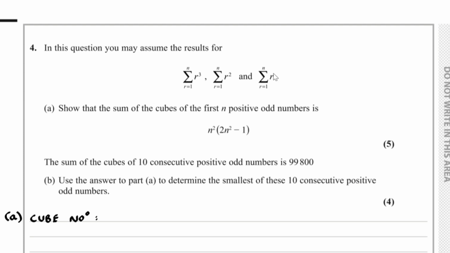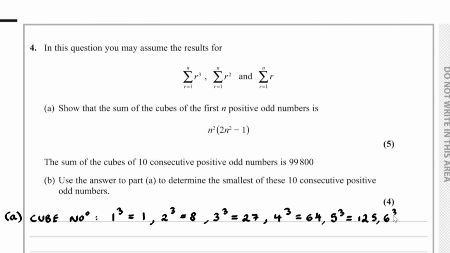Well, for the cube numbers, we have 1 cubed, which is 1, 2 cubed, which is 8, 3 cubed, which is 27, 4 cubed, which is equal to 64, 5 cubed, which is 125, 6 cubed, which is 216.